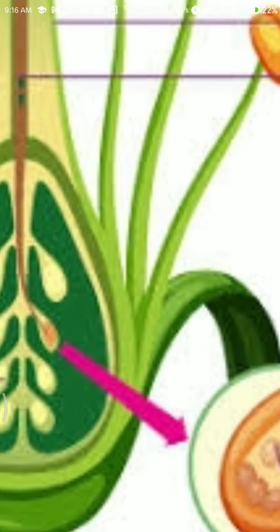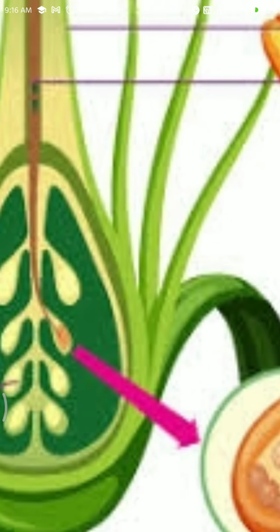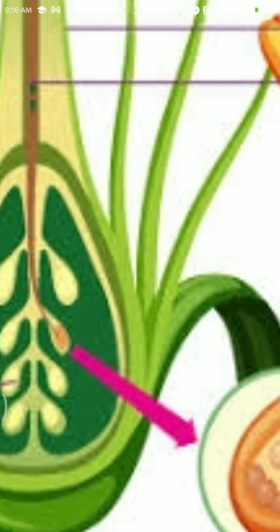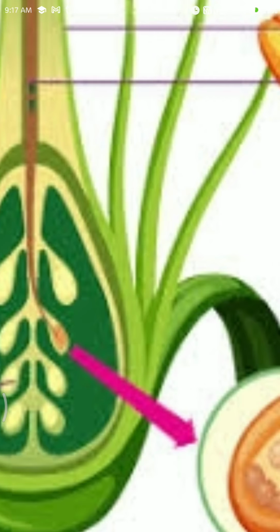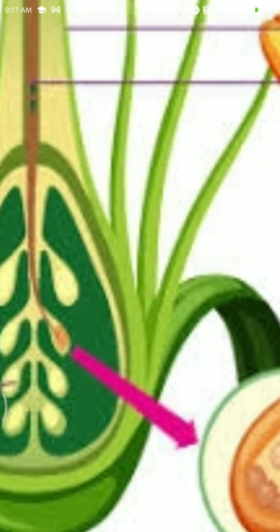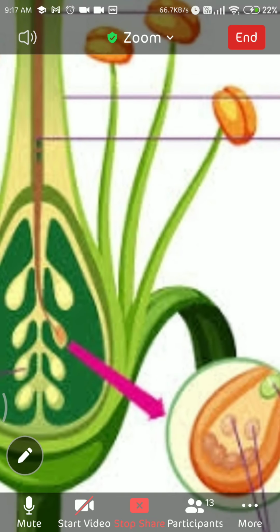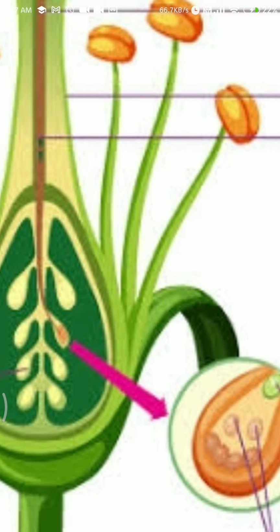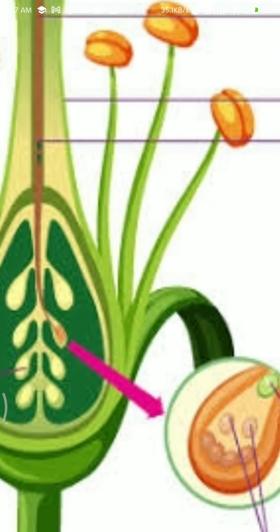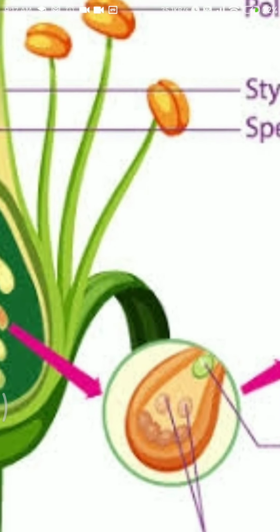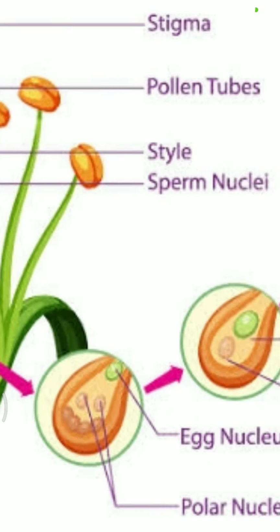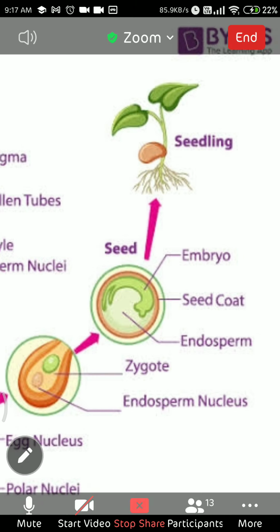As you can see in this ovule, the brown structure shows that the pollen tube reaches the ovule, and the tip of it bursts open and releases both male nuclei into the ovule. As a result, what happened? The egg which is present in the ovule converts into the zygote. Here you can see, this is the zygote.